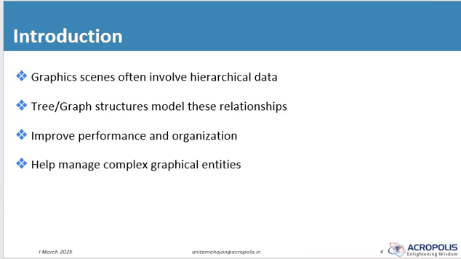In computer graphics, scenes often involve complex relationships. For example, objects within objects or movement dependencies. Tree and graph structures help model these relationships efficiently. They provide ways to improve scene organization, enable modular rendering, and manage hierarchical data like animation or object groups.